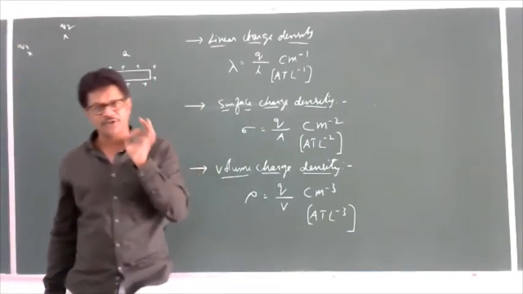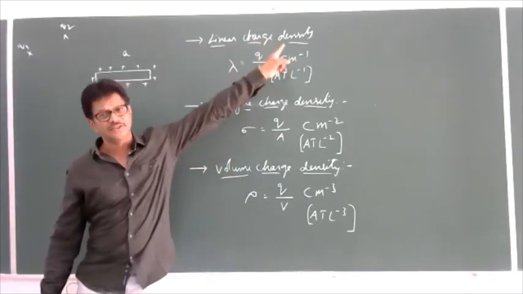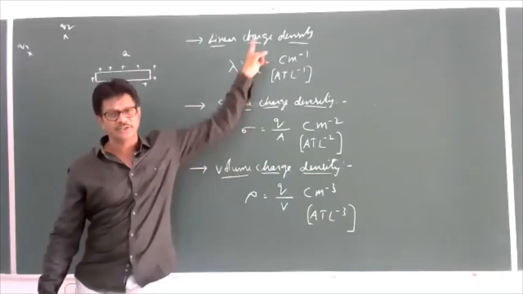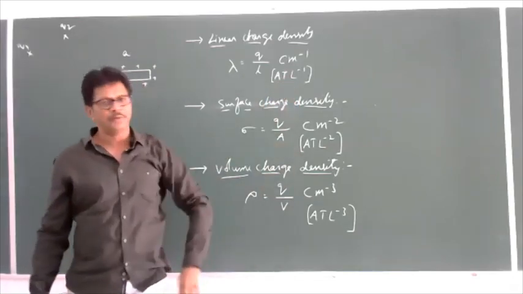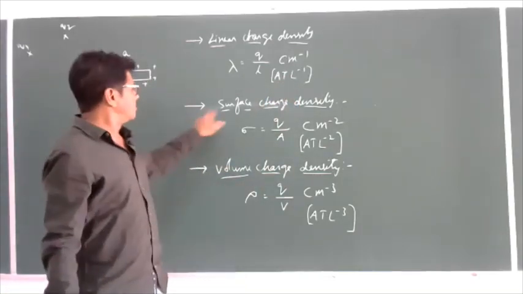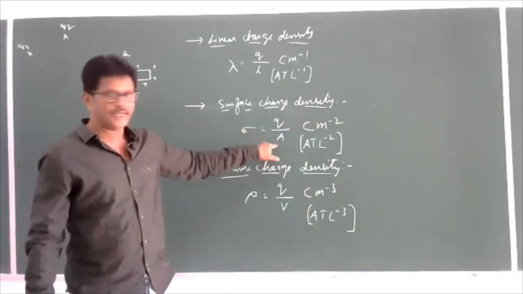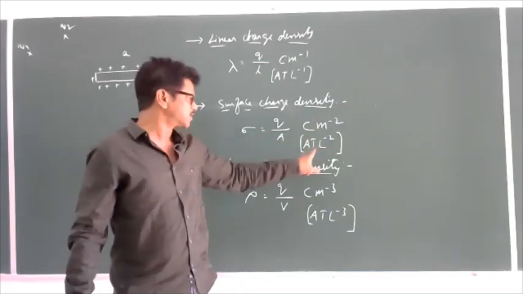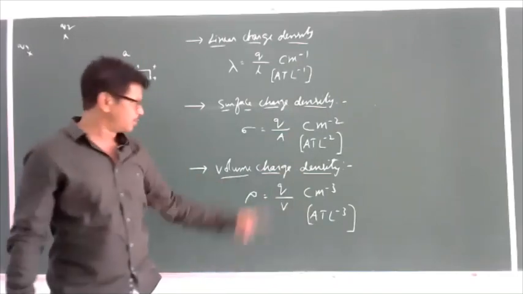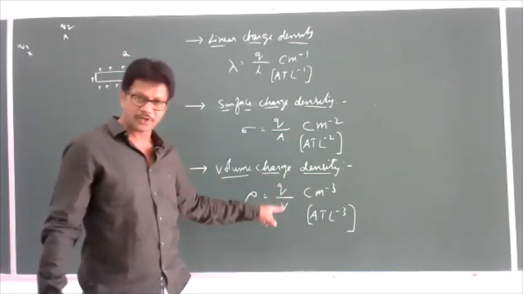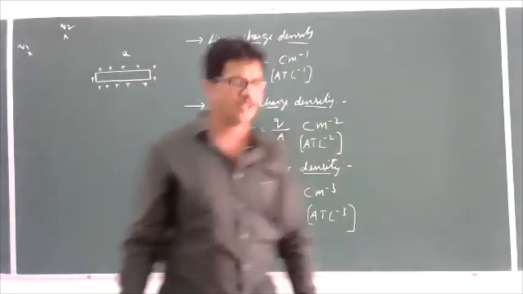In case of a one-dimensional body like a wire, we'll go with linear charge density. It is denoted with the symbol lambda: charge per unit length, its unit is Coulomb per meter, and its dimensional formula is AT L power -1. Next, surface charge density, denoted with the symbol sigma: Q by A, charge per unit area, Coulomb per meter square, AT L^-2. And next, volume charge density: charge per unit volume, its unit is Coulomb per meter cube, AT L to the power of -3.